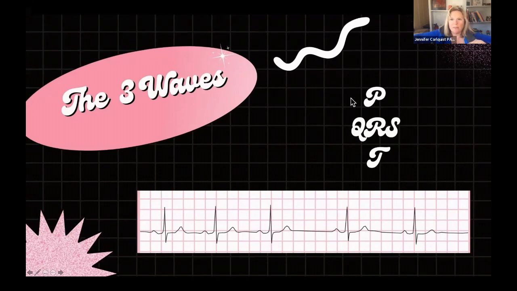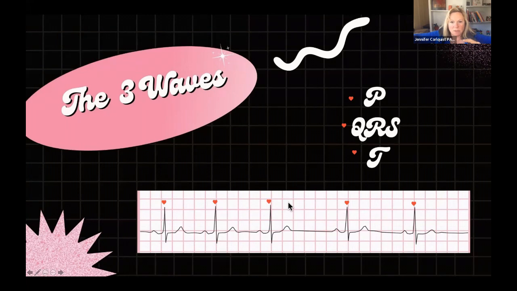So, right, we're always looking for the P, the QRS, and the T. When we're looking for the P, I always find it helpful to go find my R's first, right? Because they're the biggest and they're the ones that are basically going to be the most pronounced.